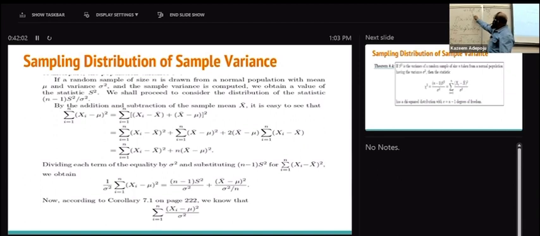When I square it, this follows a chi-square with degree of freedom 1. If you go back to what we've done before, z1 squared is a chi-square with degree of freedom 1. If I have z1 squared plus z2 squared, that becomes a chi-square with degree of freedom 2. z1 squared plus z2 squared plus z3 squared becomes a chi-square with degree of freedom 3. This one becomes the chi-square with degree of freedom 1.